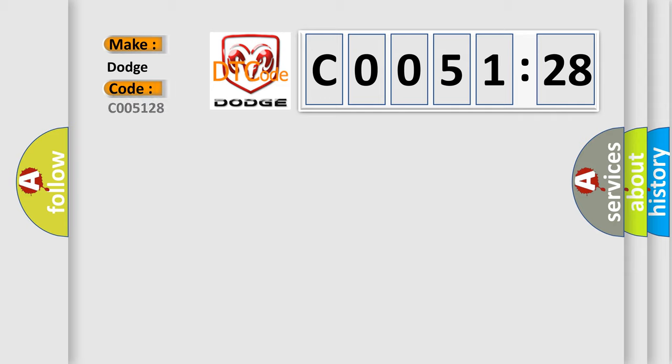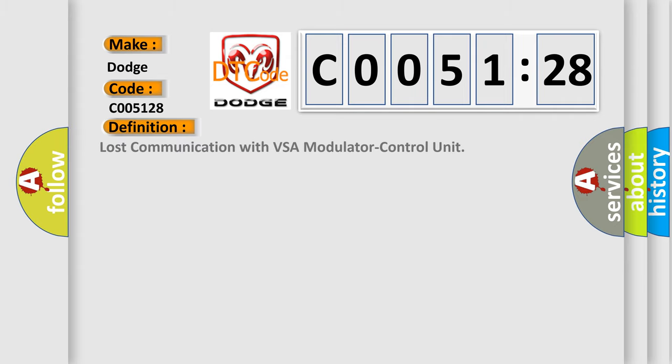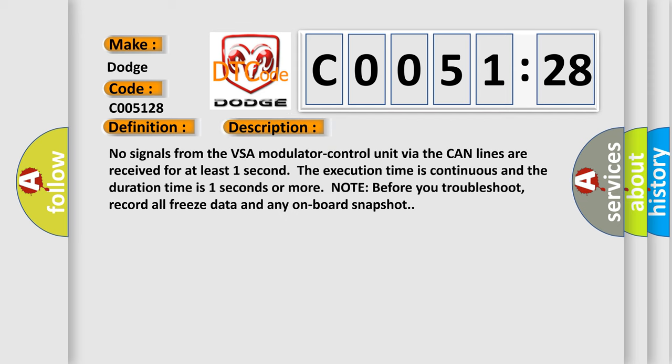C0051-28 interpret specifically for Dodge car manufacturers? The basic definition is lost communication with the VSA modulator control unit. And now this is a short description of this DTC code. No signals from the VSA modulator control unit via the CAN lines are received for at least 1 second. The execution time is continuous and the duration time is 1 second or more.